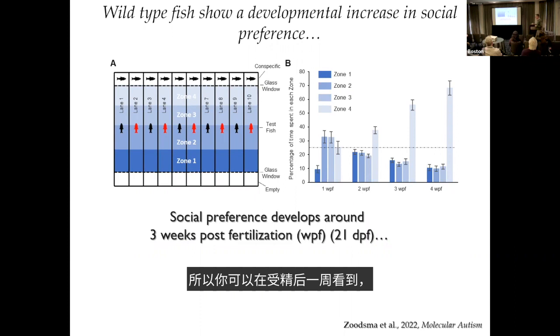So you can see at 1 week post-fertilization, or 7 days post-fertilization, the fish pretty much spends its time randomly in these 4 zones. By 2 weeks, they're showing a preference here. And then by 3 weeks post-fertilization, they're showing a significant preference to occupy the lane adjacent here, and this effect gets even stronger. And this had been defined before, that zebrafish display this strong social preference that develops and reaches maturity at 21 days post-fertilization.